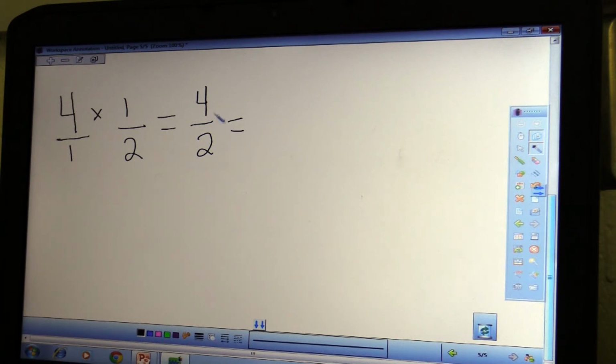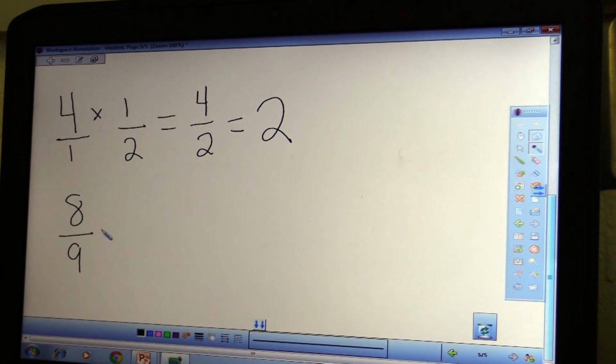If you notice, 4 over 2 is the same as 4 divided by 2, which gives me an even whole number of 2. There is no remainder when I divide that out, so there is no mixed number. I'm simply left with a whole number, and that's okay. Sometimes that's the case.